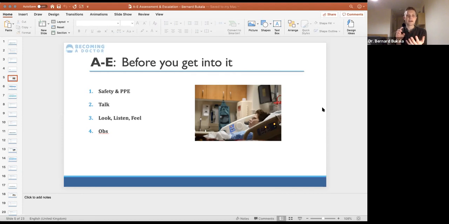So safety and PPE, talking to the patient, or look, listen, and feel are very important before you get to your A2E. Now, before you actually start the formal assessment, you can pop the obs on, so pop the sats probe on, the blood pressure cuff, and get that measuring while you do the rest of your things.